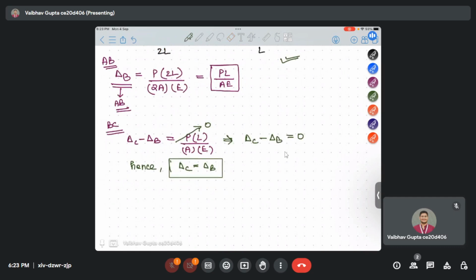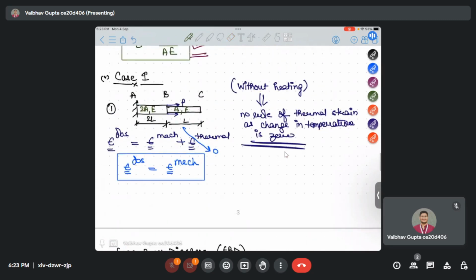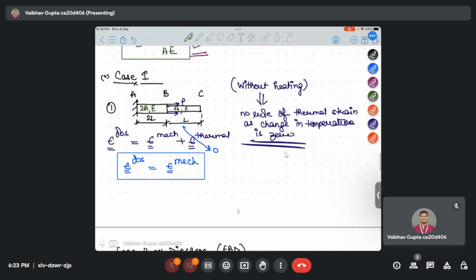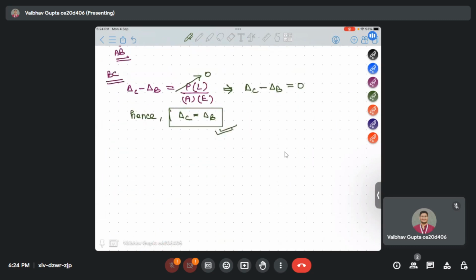So what we have learned with this problem one is that when the force has been applied only at point B and not at point C, and the case is without heating, delta C is nothing but equal to the change in length delta B due to the force applied at point B. Understood? So this is case 1.